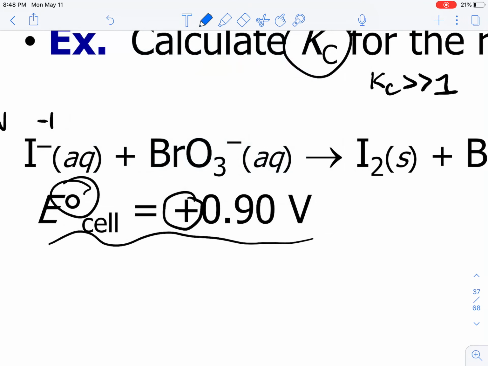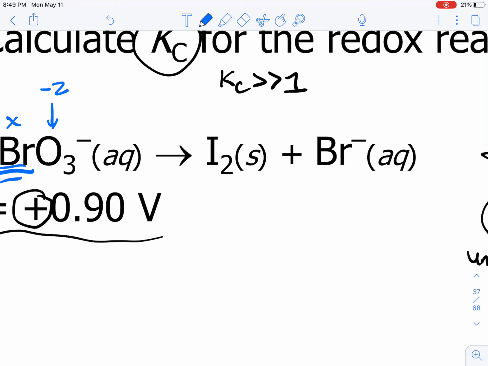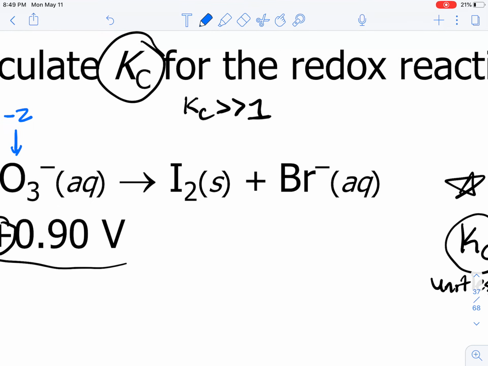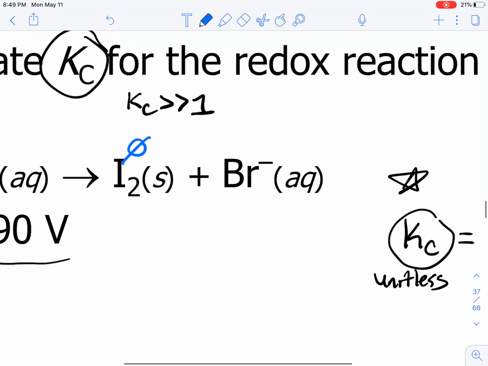So actually, let me do this in a different color. Bromine in bromate: since this bromine is the central atom, we actually don't know its oxidation number. It's not -1. This bromine would be -1 if it was in the position of the anion, and it's not a polyatomic ion. So for polyatomic ions like chlorate, bromate, carbonate, phosphate, etc., for the first element in that polyatomic ion, you need to figure out its oxidation number. So I'm going to put x. I know that the oxygen's oxidation number is always -2. It's not a peroxide, so it's not -1, so it's -2. Iodine, solid form, 0. Bromide, notice how it's by itself, it's aqueous. We're going to take its charge as the oxidation number, which is -1.